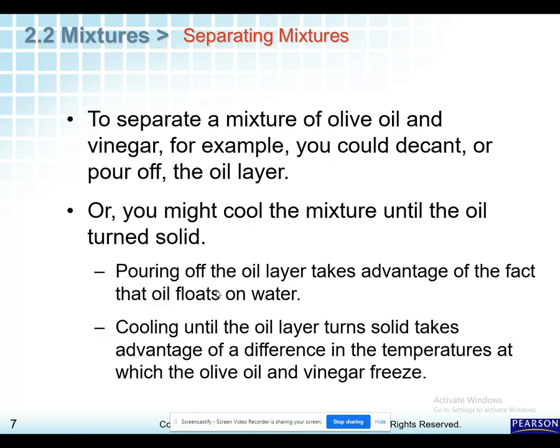So pouring off the oil layer takes advantage of the fact that oil floats on water, or in other words, it takes into account the physical property density. Cooling until the oil layer turns solid takes advantage of the difference in temperature at which oil and vinegar freeze. So again, that is another physical property, the freezing point. So both of these are physical properties.